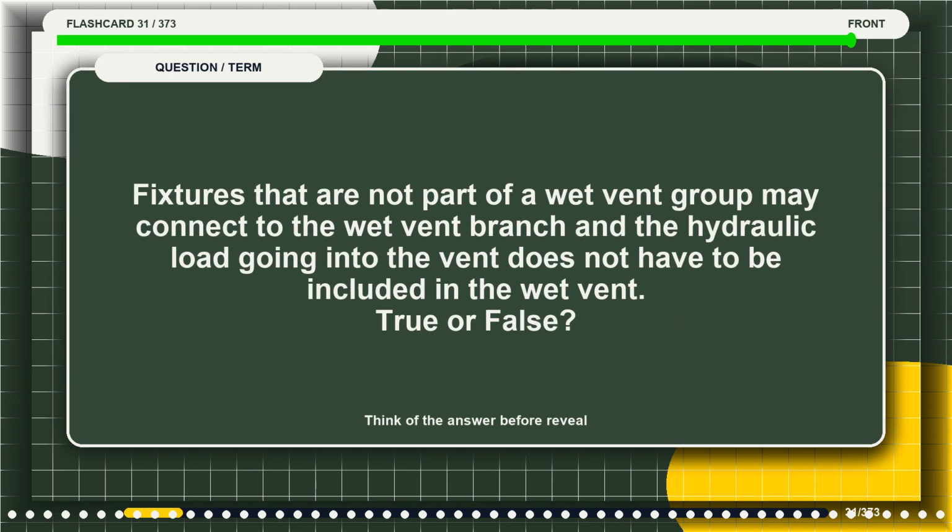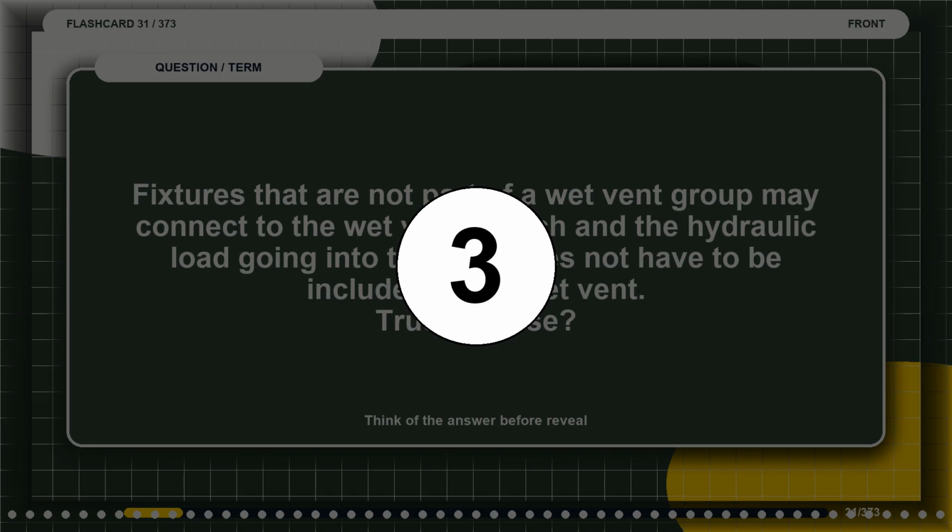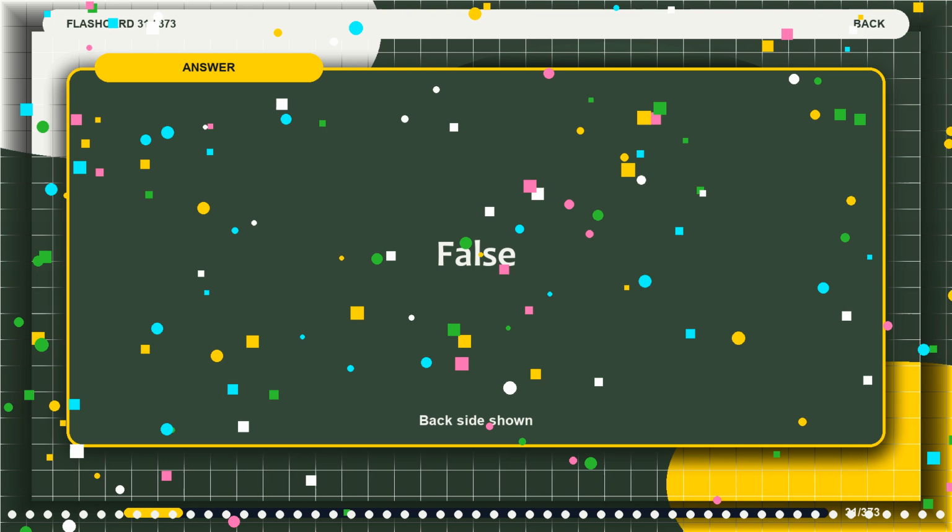Flashcard 31. Fixtures that are not part of a wet vent group may connect to the wet vent branch, and the hydraulic load going into the vent does not have to be included in the wet vent. True or false? Think of the answer before the reveal. The answer is false.